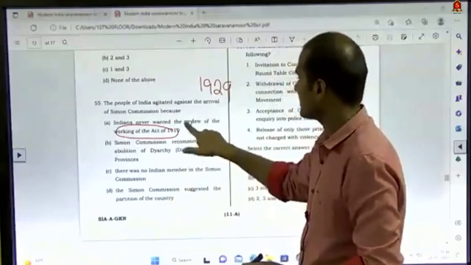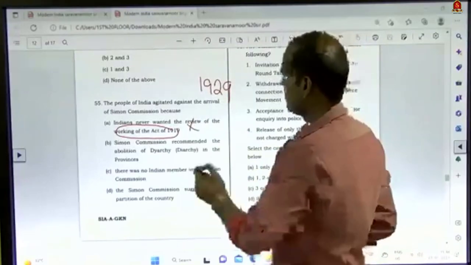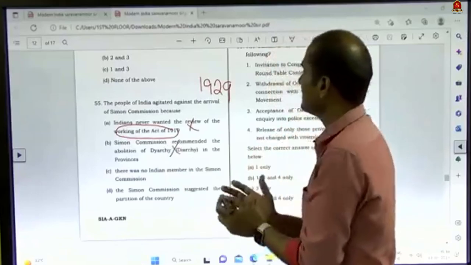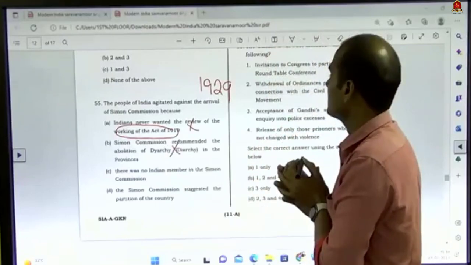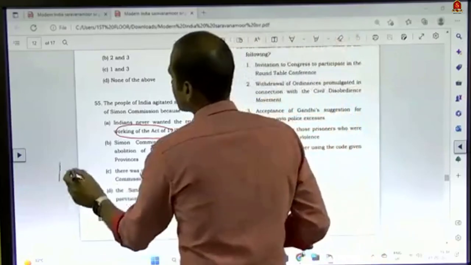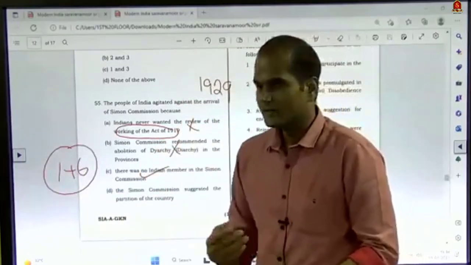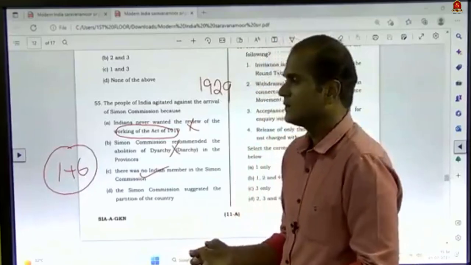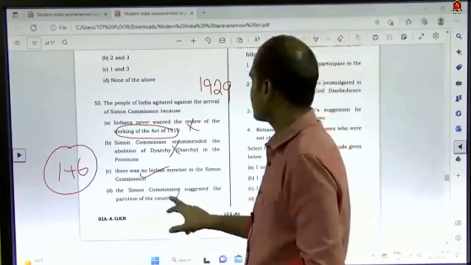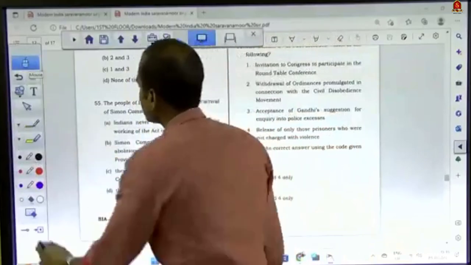Because of this, though it's related, it is not the answer. The Simon Commission recommended abolition of diarchy in the provinces, but this was one of the recommendations of the Simon Commission, not the reason or cause of the agitation. There was no Indian representative. Yes. If you look at it, 1+6, Simon and 6 members, all are British MPs. When it was asked of Lord Birkenhead, he said that Indians cannot become members. That's the reason. Suggested partition of the country. At that time, there was no such concept regarding partition of the country. Thus, answer C.